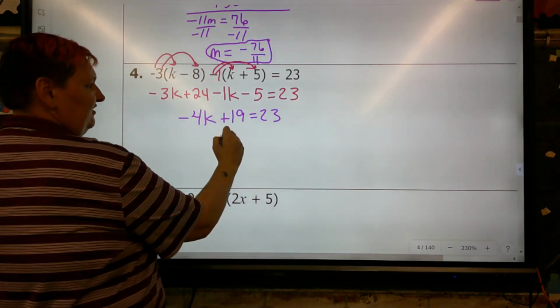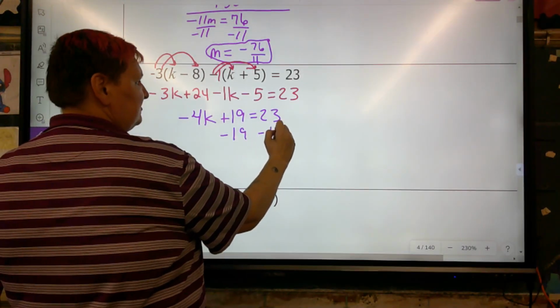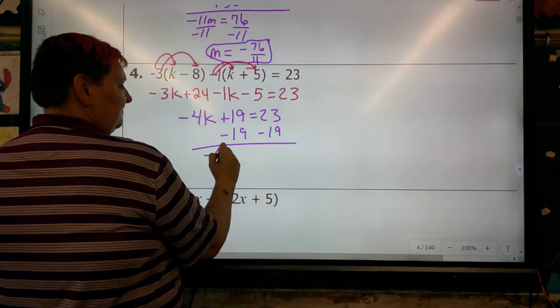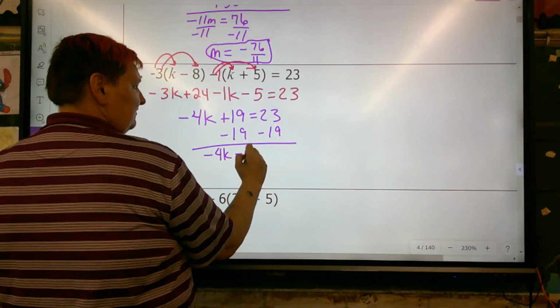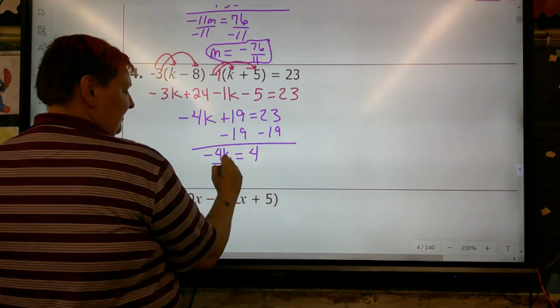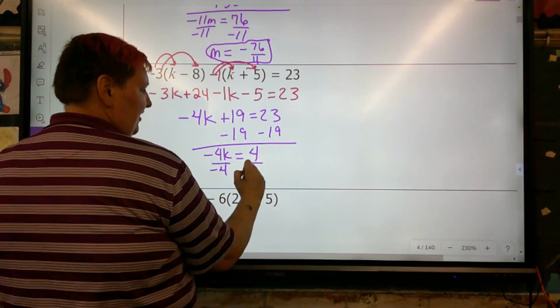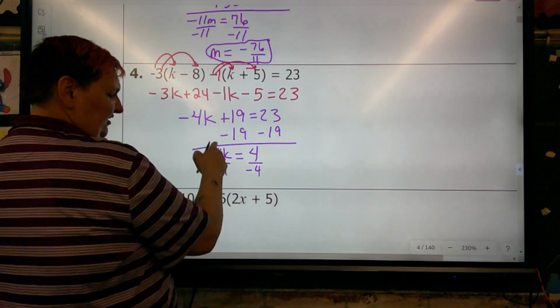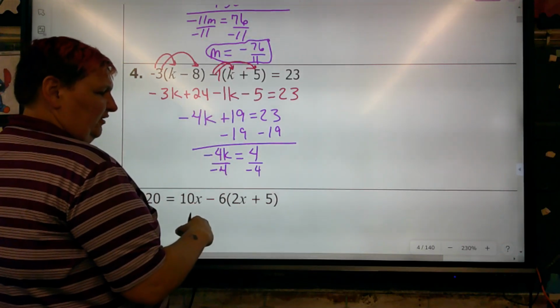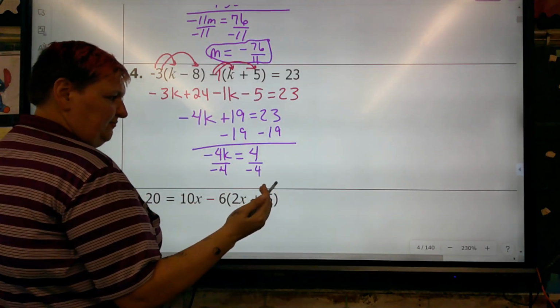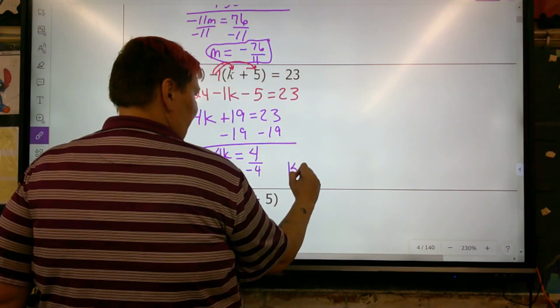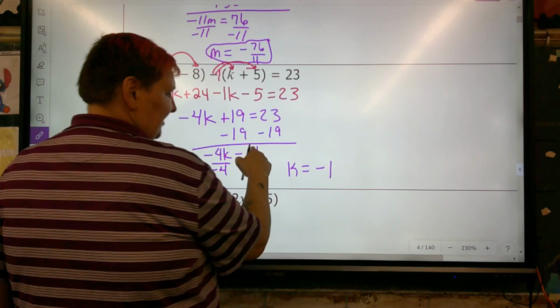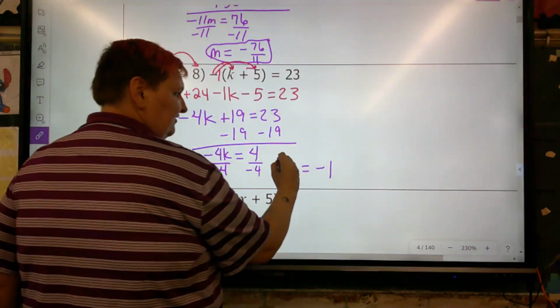Two-step equation. Get rid of the constant first. And then use inverse property to get rid of whatever is keeping the variable from being by itself. So k is equal to negative 1. Any number over itself is 1.